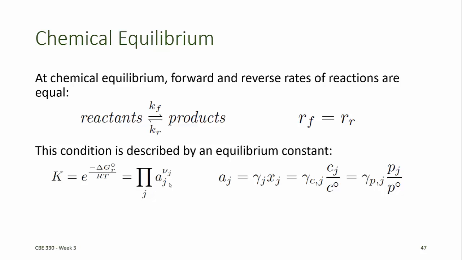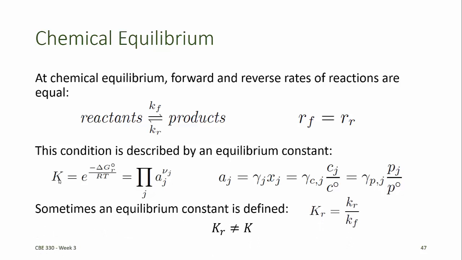It's also equal to the product of the activities of the reactants and products, each raised to a power equal to their respective stoichiometric coefficients. Recall that the activity can be calculated from various measures of the composition by taking an activity coefficient and multiplying it by a mass fraction, or an activity coefficient for concentration multiplied by a molar concentration divided by a standard state concentration, or an activity coefficient for partial pressure multiplied by a partial pressure divided by a standard state partial pressure. Activity is a dimensionless quantity, and the equilibrium constant is also dimensionless.